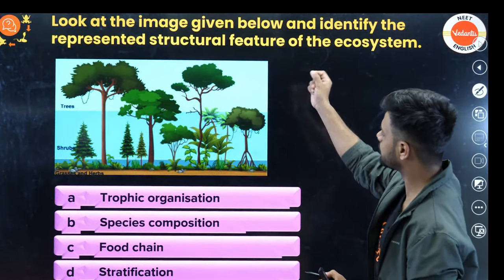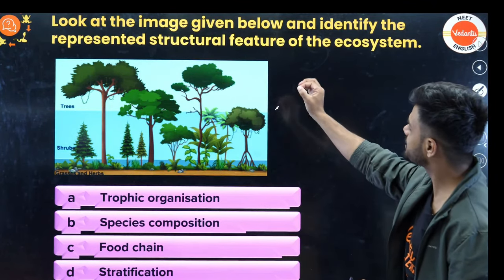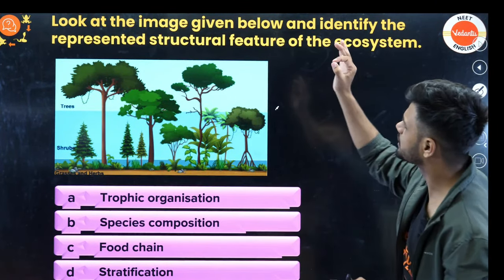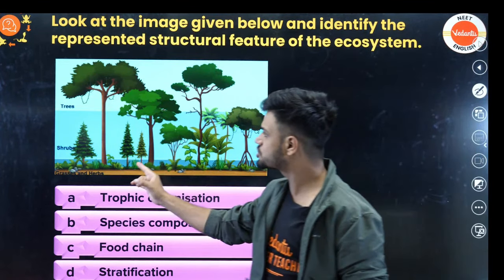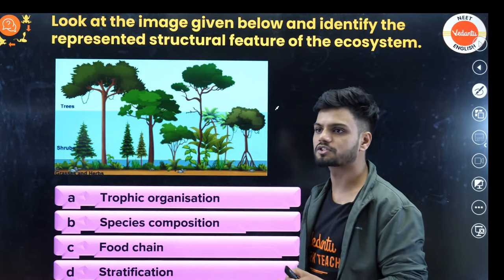Look at the image given below. Diagram-based question. Look at the image given below and identify the represented structural features of the ecosystem. Quickly tell me in the chat, which type of ecosystem is this?